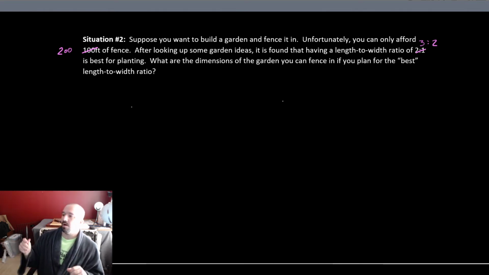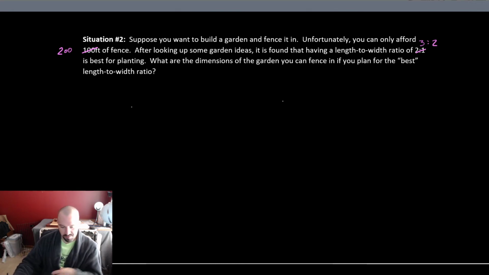Anyway. All right, suppose you want to build a garden and fence it in. Unfortunately, you can only afford 200 feet of fence, so even if you could build a bigger garden, you can't because deer and rabbits and things of that will eat it. After looking up some garden ideas, it is found that having a length to width ratio of 3:2 is best for planting. Why? I don't know. I don't garden. Black thumbs kill things. What are the dimensions of the garden you can fence in if you plan for the best length to width ratio? I should clarify that this is not the best area to perimeter ratio. That's a square, so a 1-to-1 would be the best there. Anywho, okay, what are the dimensions?